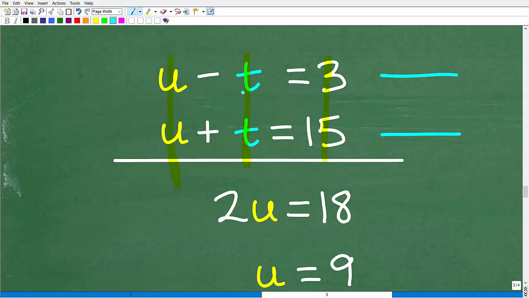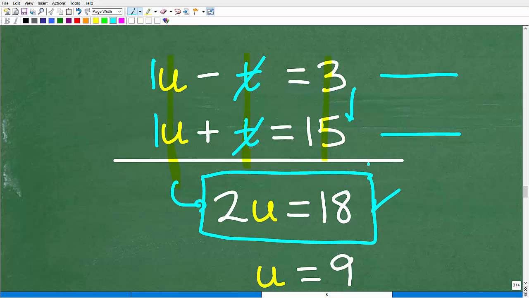See, here I have u and t. I want one equation with one variable, and if I add down, I'm going to get 1u plus 1u, which is what? That's 2u. Negative t plus t, the t's go away. So that's what I want. And then, of course, 3 plus 15 is 18. And now I have a lovely equation with just one variable, u.